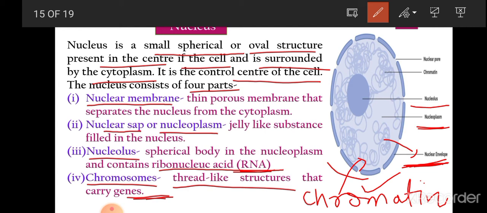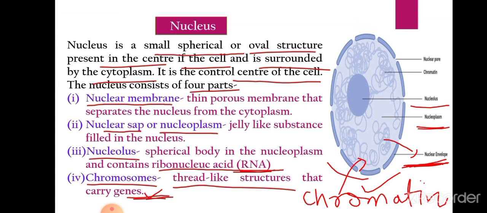They have genes. Now what are genes? Genes are the hereditary units. They are passed on from parents to their offspring, from parents to their child, and the child receives one copy of each gene from the mother and the same from the father. That is why the child shows both maternal and paternal characters, because genes carry characters. Okay, so this is the overall structure of the nucleus.